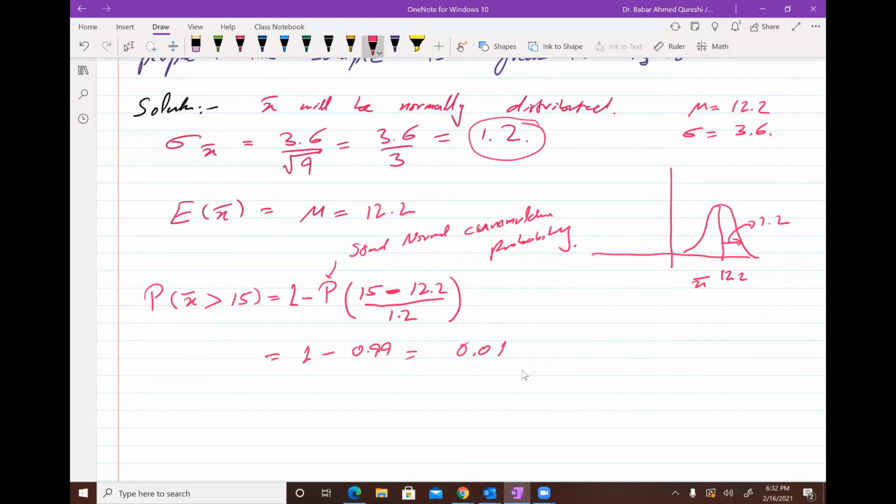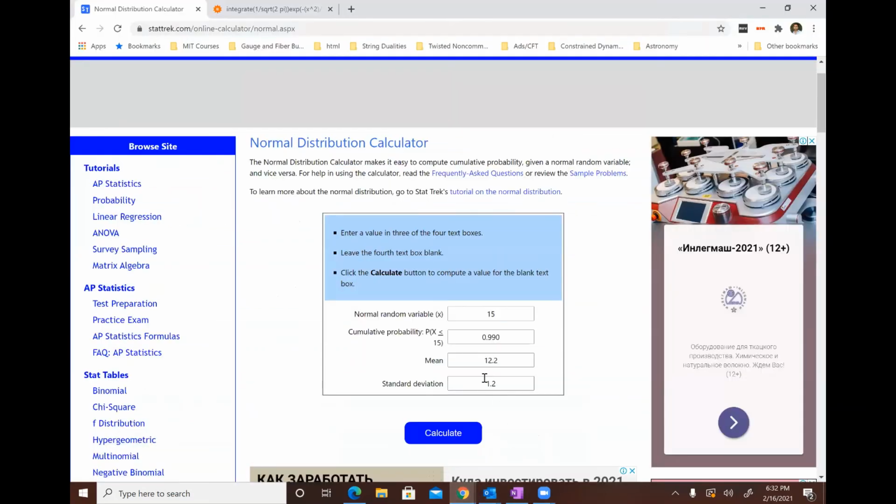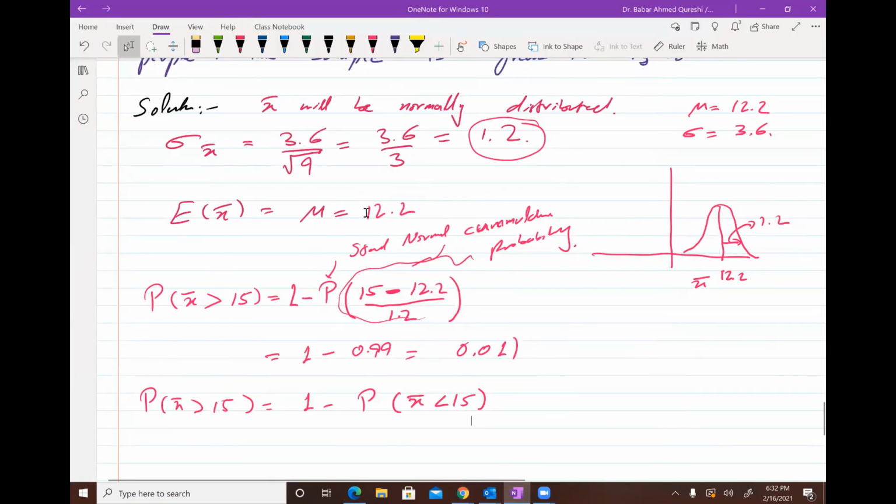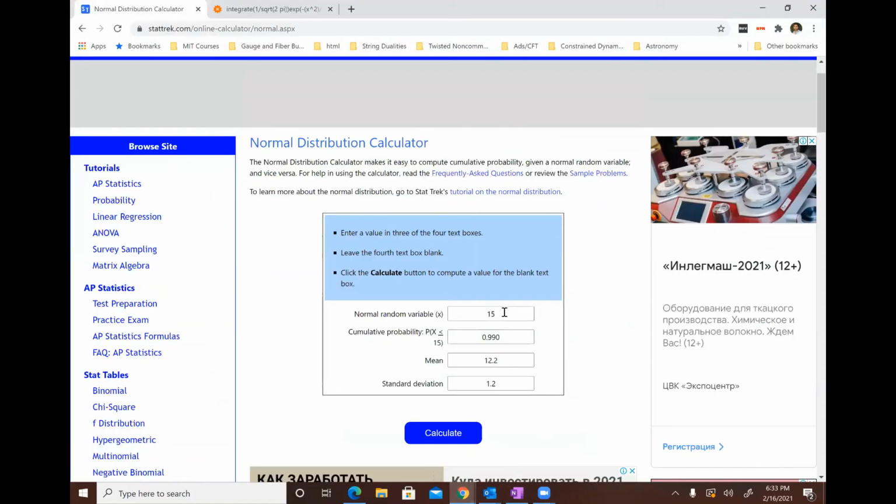Sir, how did you get 15? Because I didn't even do this. I didn't go to the standard normal. I just directly did it over there. Because with this cumulative distribution function in this calculator, and in most calculators, like I'll show you the SPSS calculator next time, you don't even have to go to the standard normal. You can directly put in the mean of your distribution, which I know from here is going to be 12.2, and you can put in the standard deviation of your normal, which is 1.2, directly. And then you can compute the cumulative probability that your variable is less than a certain number.